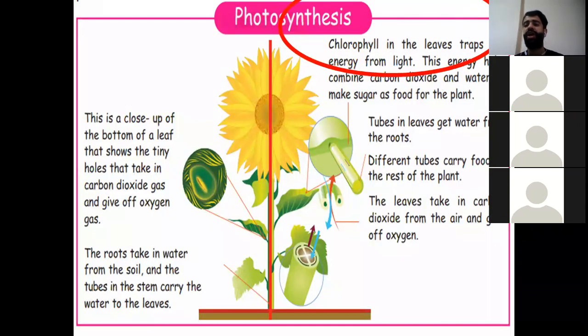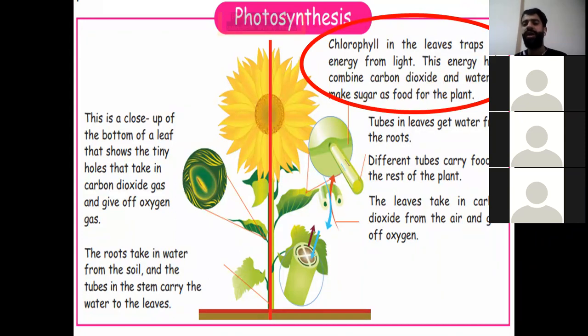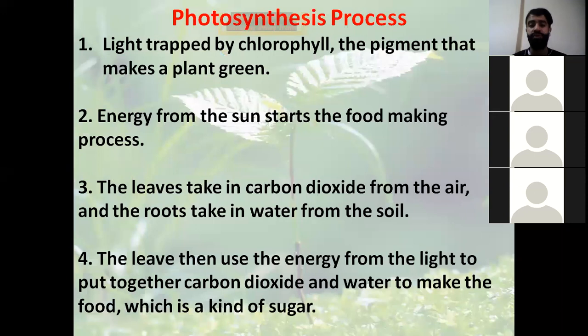We said that chlorophyll has an important role to trap the energy. It traps the energy from the sunlight. This energy helps to combine carbon dioxide and water together to produce the sugar and to produce the oxygen, which is considered a waste product. As I said before, we have the stomata. What are the stomata? They are small openings on the underside of the leaf, and they're responsible for transpiration.